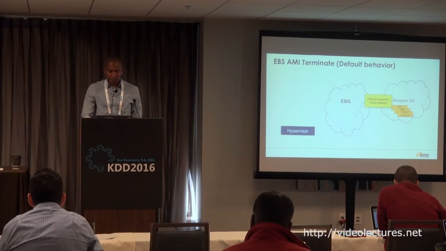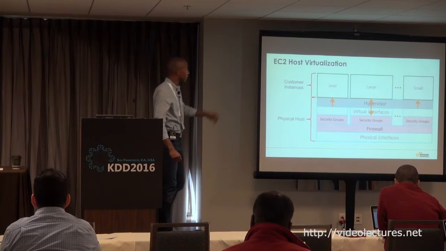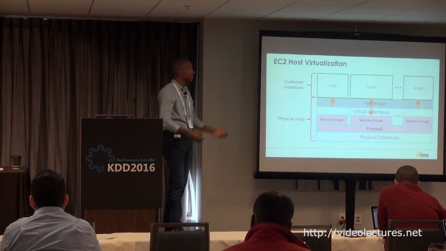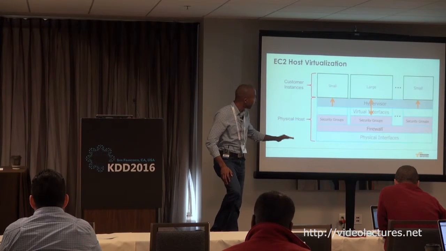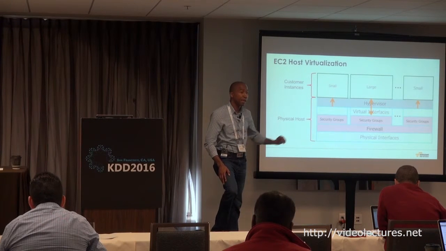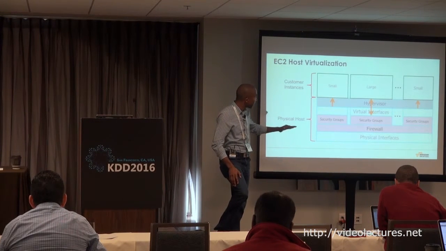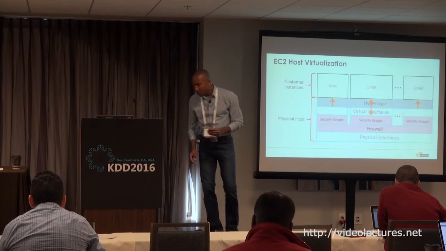Now we've spoken about that. And this is actually what the structure of EC2 looks like, right? Where you can actually see the firewall living between the physical interfaces and the different security groups that you guys create. So the security groups that you guys create fall below the virtual interface.